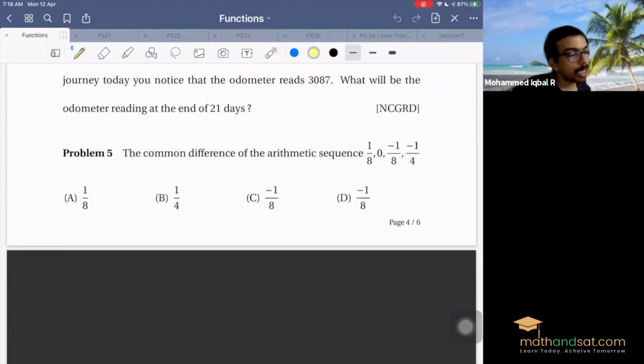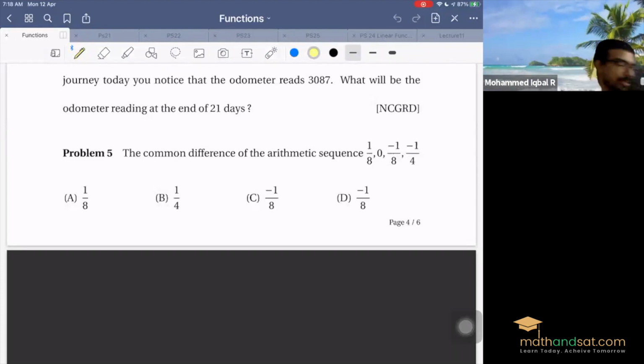The common difference of the arithmetic sequence. See, if you have a sequence of numbers, the difference between the consecutive terms may not always be the same. If they are the same, we call them an arithmetic sequence. In this case, it's given in the question that it is an arithmetic sequence, so we don't have to worry about anything. You just take the difference between any two consecutive terms, and you have the common difference.